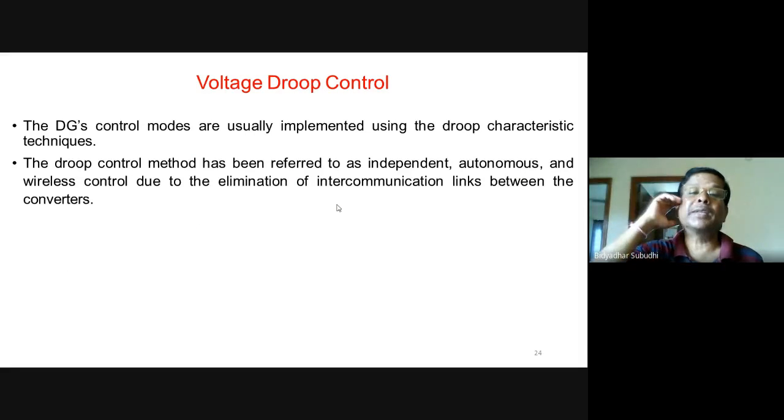So the voltage droop control, that is, the distributed generating sources control modes, are usually implemented using the droop characteristic technique. The droop control method has been referred to as an independent, autonomous and wireless control to eliminate the intercommunication links between the converters. So basically the voltage control is implemented in an independent fashion.